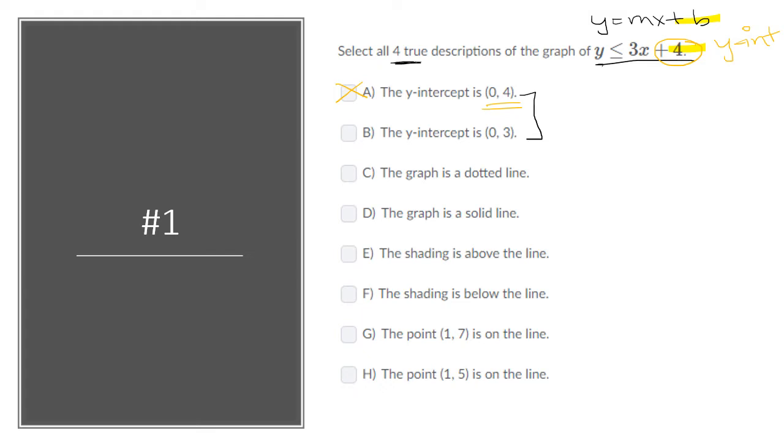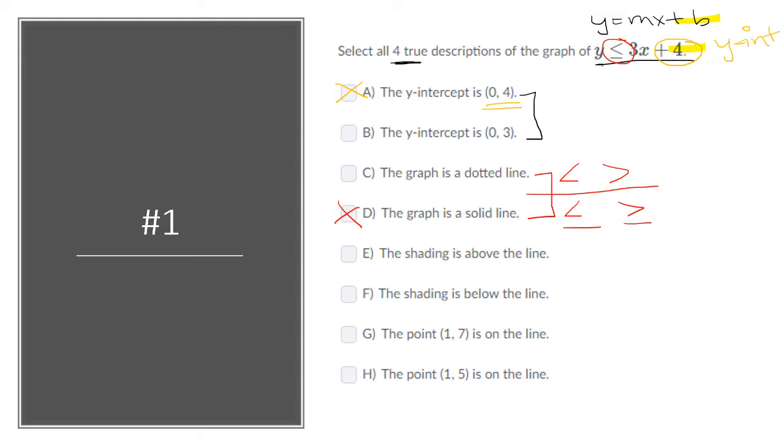Now, the second thing we can look at is dotted versus solid lines. If we had a dotted line, we would have a less than or a greater than symbol. And if we have a solid line, it's going to be less than or equal to or greater than or equal to. Those are my options. Here we can clearly see we have a less than or equal to sign, which means we're going to have a solid line.